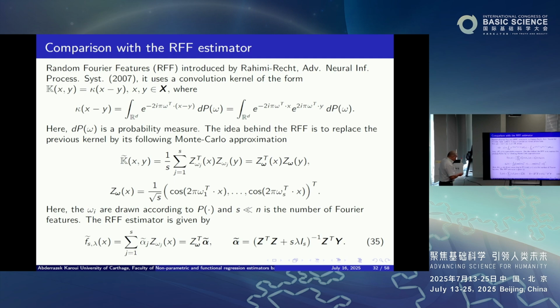Well, the first such estimator is the random Fourier feature estimator introduced by Rahimi in 2007. It uses this special case of kernel. But what we have done is that it works for any positive definite kernel.